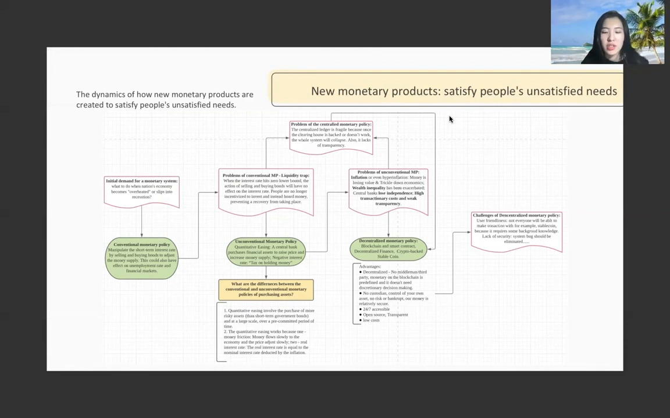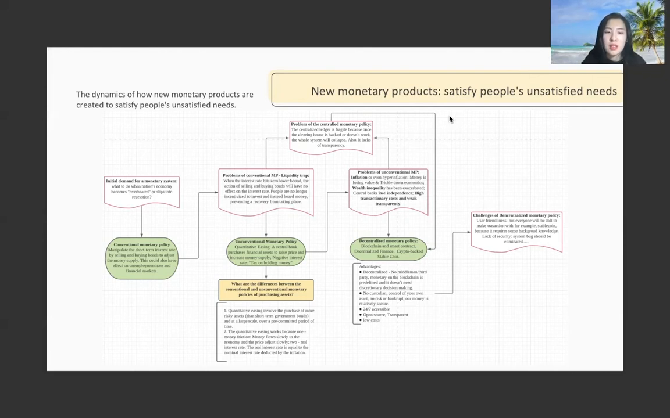Central banks can charge banks on their excess reserves, which may carry over to deposits and bonds. We also call it a tax on holding money. So you might wonder what the differences are between conventional and unconventional monetary policies of purchasing assets. First, quantitative easing involves the purchase of more risky assets instead of short-term government bonds, which is what we have done in conventional monetary policies. And it is also at a very large scale over a pre-committed period of time.